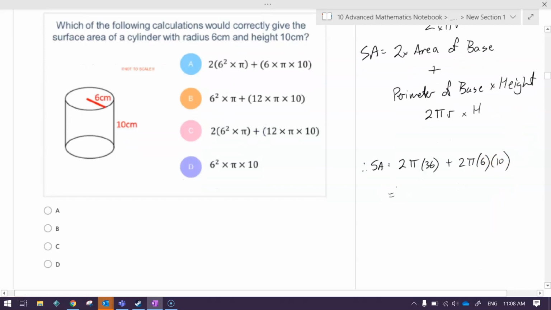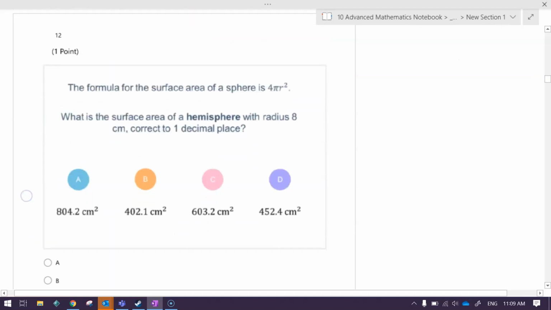Now you can see they've partially simplified some of these just to be difficult. The 2 pi by 36 or 2 pi 6 squared, we definitely want one of those two. And then we're supposed to have 2 times pi times 6, or 12 pi multiplied by 10. That's the other one with the 12 pi multiplied by 10. I think C is our correct answer for that one. And we're going to move on to the next one.